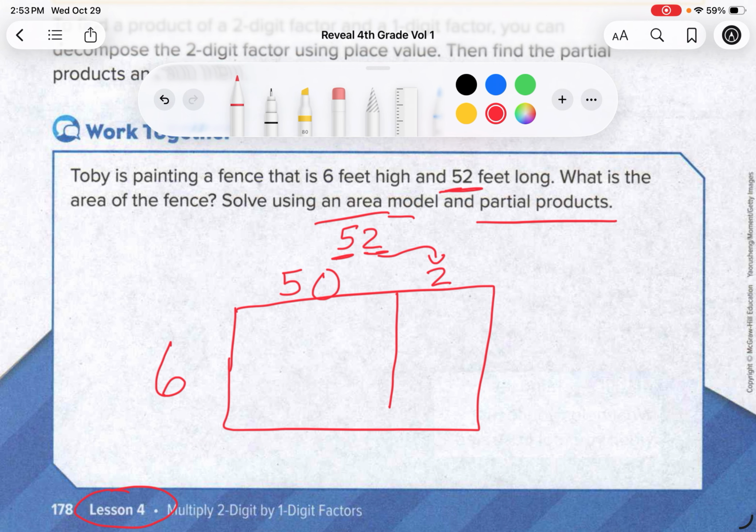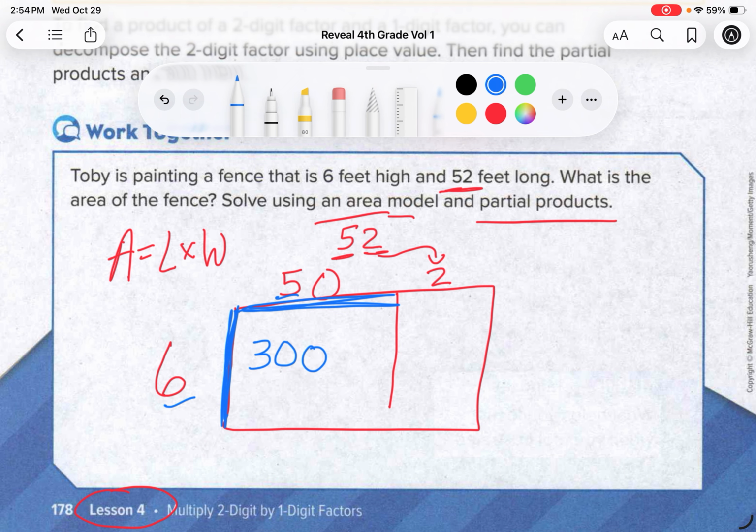So now we find the area of something. So remember, area is length times width. And how do we find the area of this shape? Well, what's its length? We have 6 times its width, 50. Remember, when we're doing that, we do our basic math facts. 6 times 5 is 30. And then we add those zeros back on for 300.